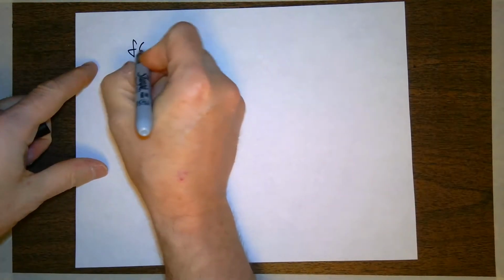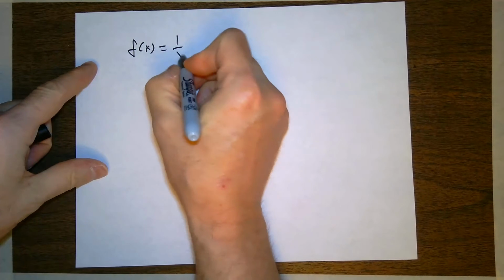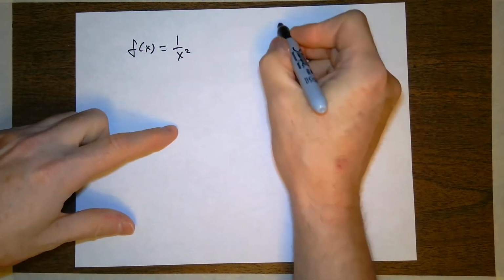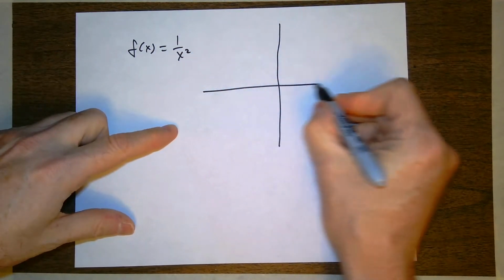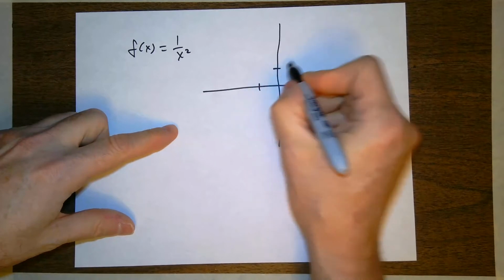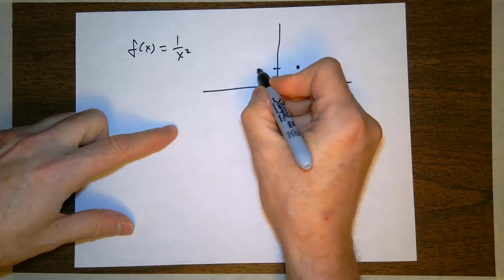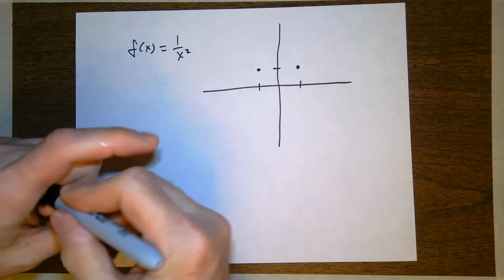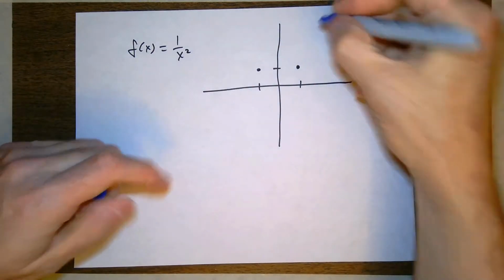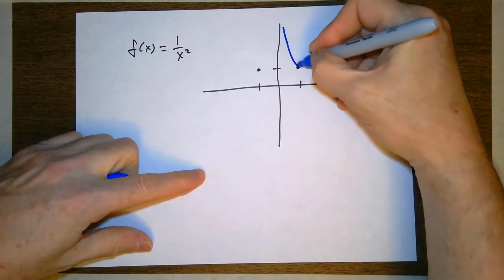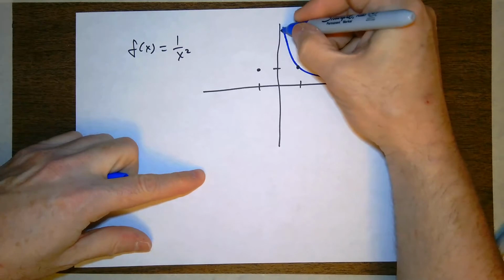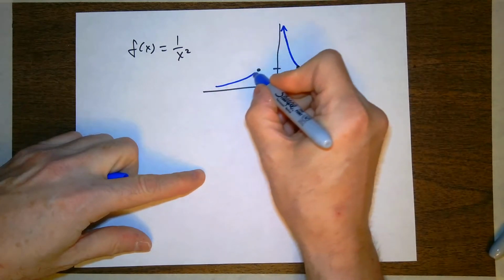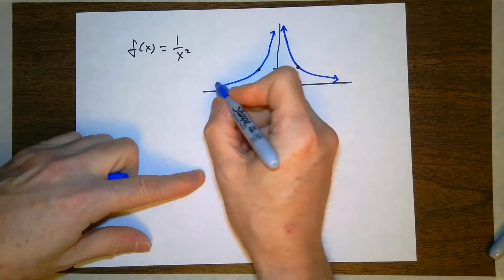Now let's take a look at that possibility with infinite limits. Consider the function f of x equals 1 over x squared. We should know what this one looks like. This is one of our parent functions. It goes through the points (1, 1) and (negative 1, 1). And on this side, the function looks like this. And on this side, the function looks like this.